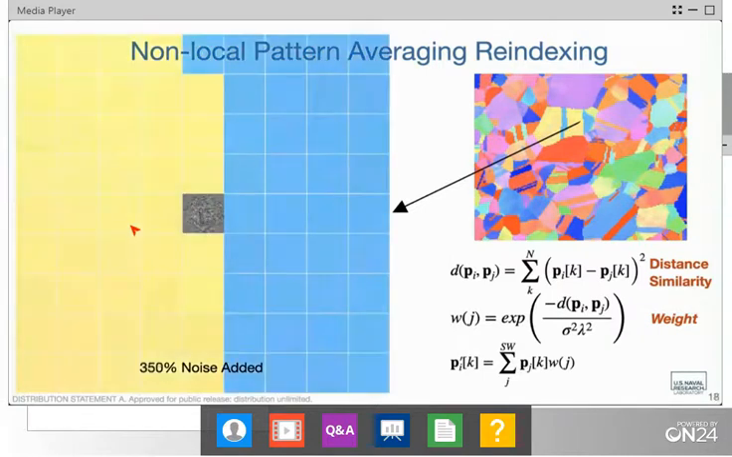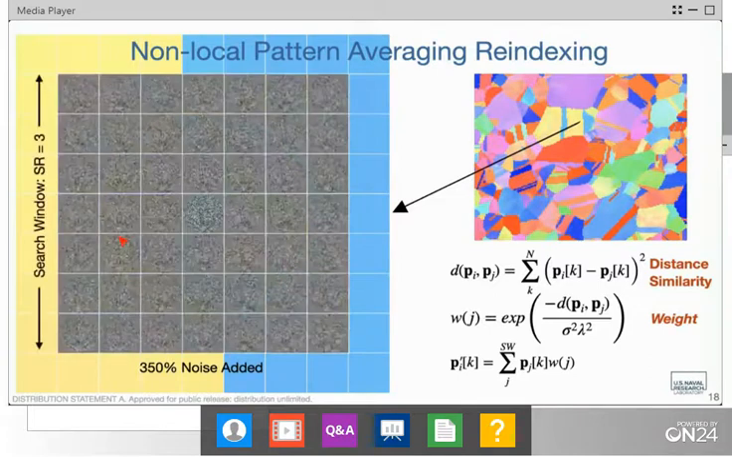Now, to just show how far you can go with this, I've added 350% noise. This is basically, we look at the standard deviation of the original pattern, and added 350% of that standard deviation in terms of just Gaussian noise to this pattern. And so if you look at this, if somebody said, okay, I want you to index those patterns, you would probably come back and say, they look like garbage. There's nothing there I can index.